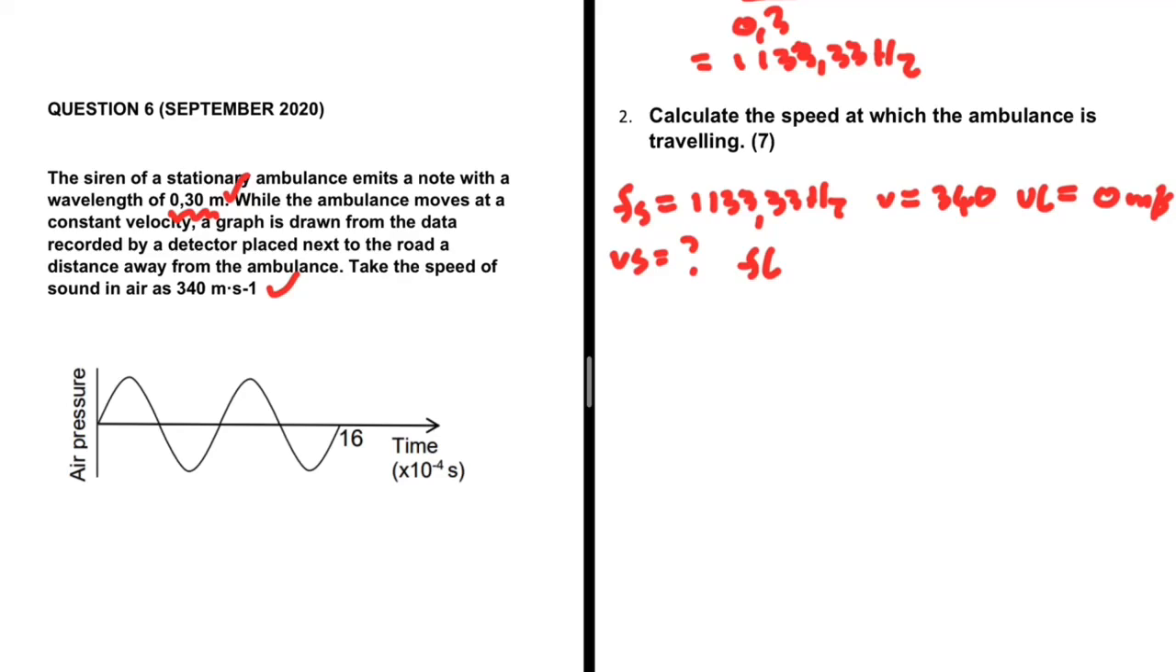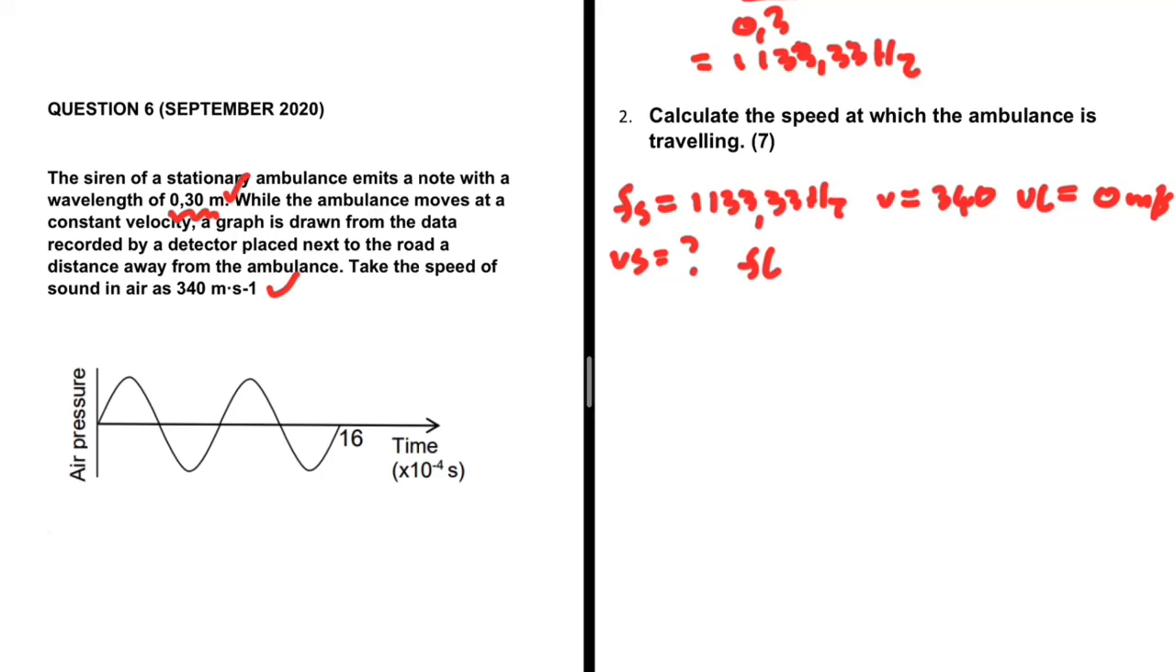But we have a graph here, and that's what we are going to use. Like I said, the series, these videos that I'm making, they are based on different situations you can come across in the exam and how to navigate through. So let's read our question first and see how this graph helps us. The siren of a stationary ambulance emits a note with a wavelength of 0.3 meters, while the ambulance moves at a constant velocity. A graph is drawn from the data recorded by a detector placed next to a road a distance away from the ambulance.